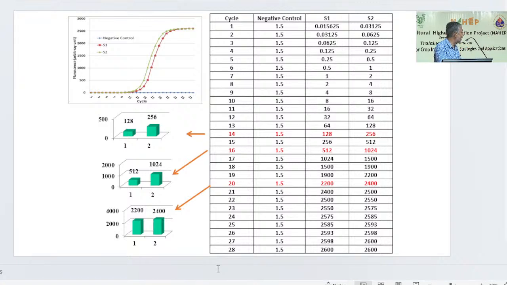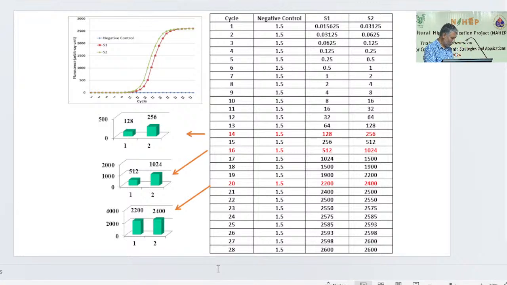But after that it goes to the later phase, the linear phase. See, it was double, but इसमें 2200 दिख रहा है, इससे 2400 दिख रहा है. So this cannot be counted. So your CT value cannot be taken when it has crossed the logarithmic phase and gone to the linear phase because of whatever constraints it is.